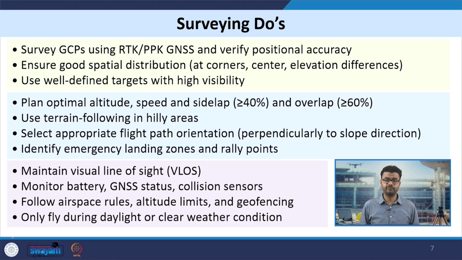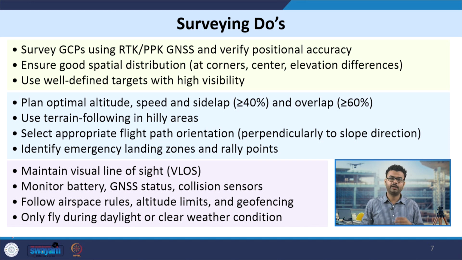Then plan an optimal altitude, speed and side lap to ensure good coverage of all the area. Use terrain following feature in hilly areas. Select appropriate flight path orientation depending on the slope terrain and depending on the wind condition. For example, if there's a slope of a mountain, then the flight path should be in a direction perpendicular to the slope direction. So if the slope is like this, then the flight path should be like this, rather than facing the slope direction.